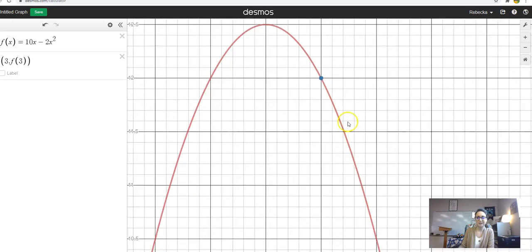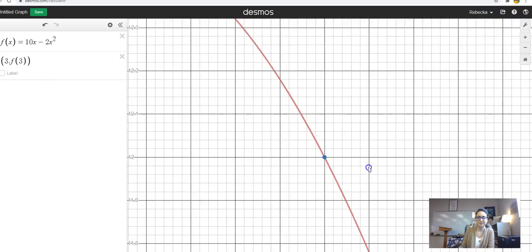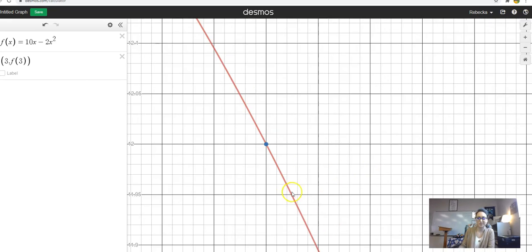So if we zoom in on that blue dot until this starts to look linear, so until I lose that curvature, now I can kind of count the grid. So I go down 1, 2, to the right 1. That is indeed a slope of negative 2. So it looks like we did pretty good there.